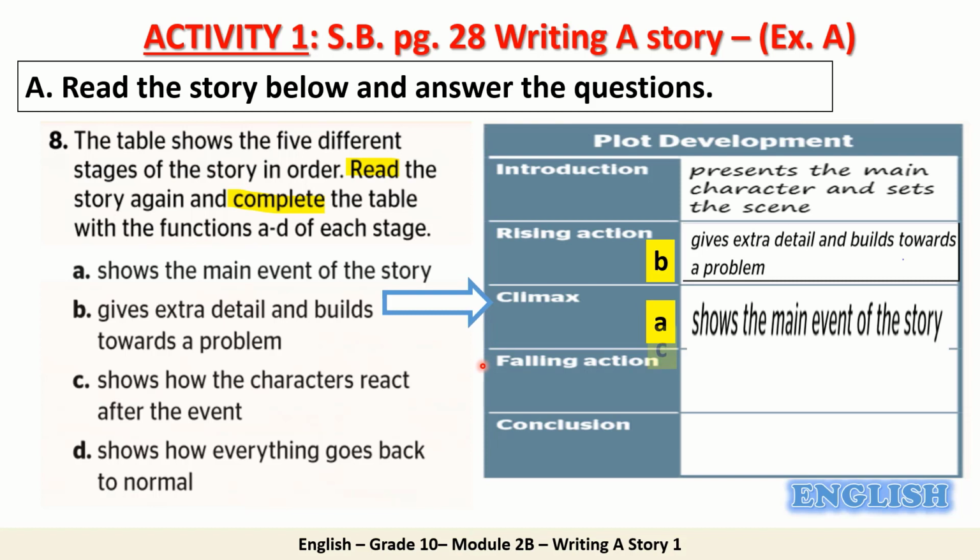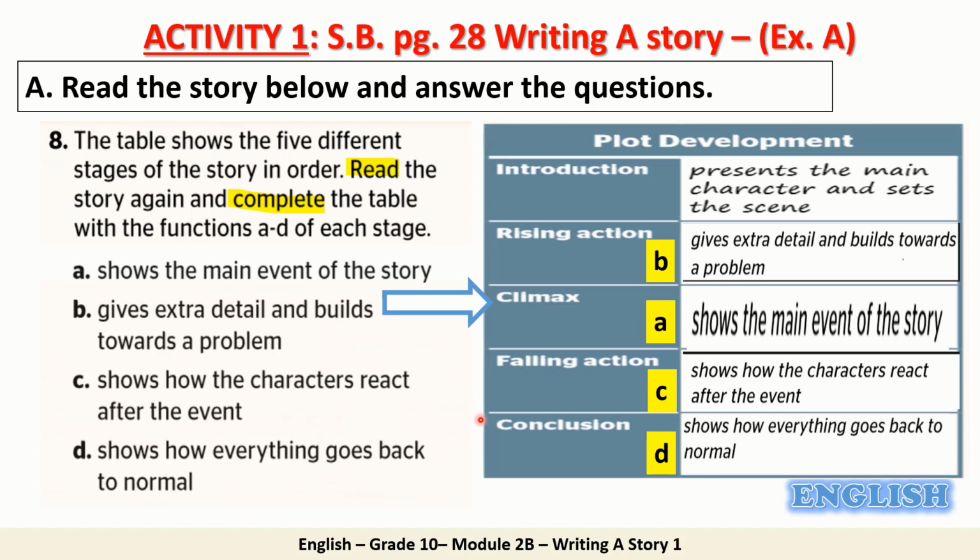Falling action, where things start calming down a bit and you are going on your way to your solution. Answer is C. It shows how the characters react after the event. Conclusion of the story. D. Shows how everything goes back to normal. In the conclusion, usually the feelings of the characters are emphasized, and sometimes a new lesson is learned.